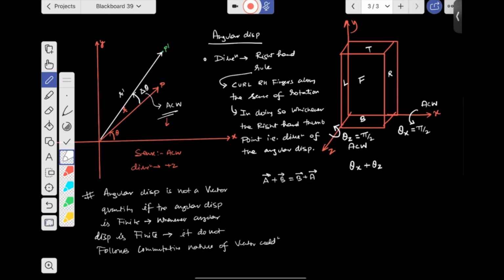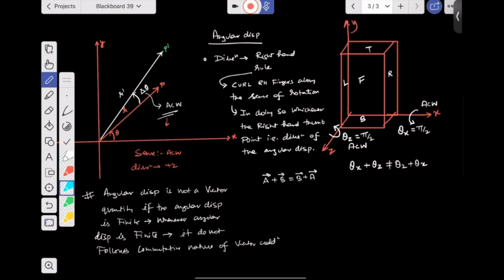That theta x plus theta z will not be equal to theta z plus theta x. So it is not following the commutative nature of vector addition whenever the angular displacement that we give is finite. In that case, it will have a direction told by the right hand rule, but it is not going to be a vector quantity and will be treated like a scalar.